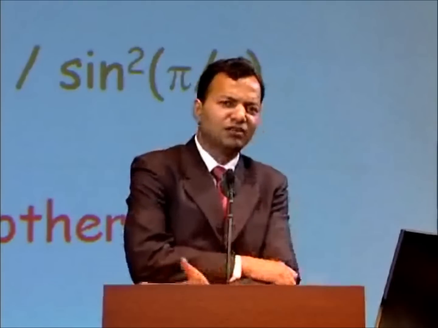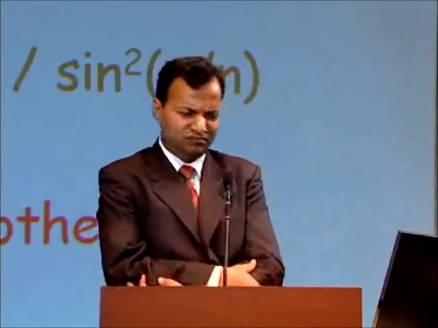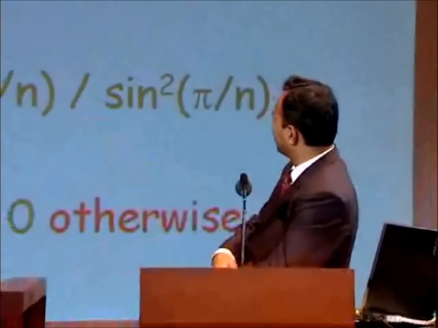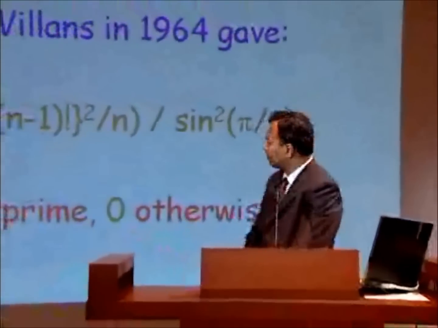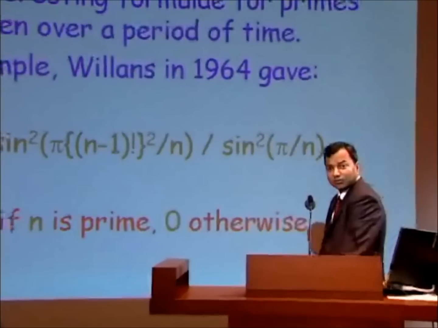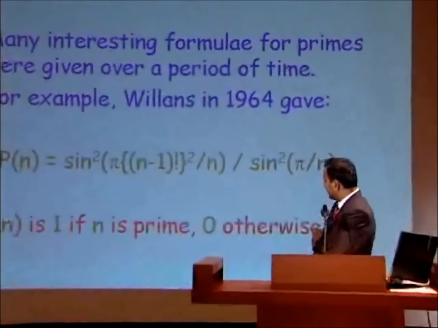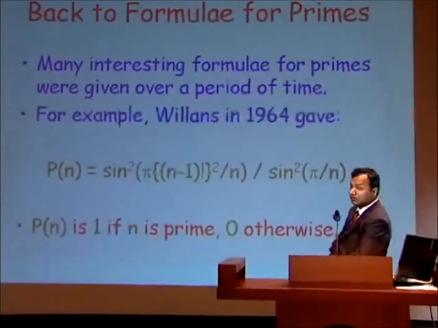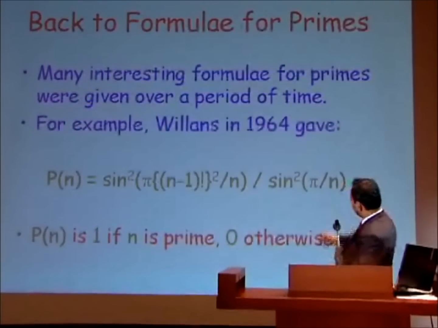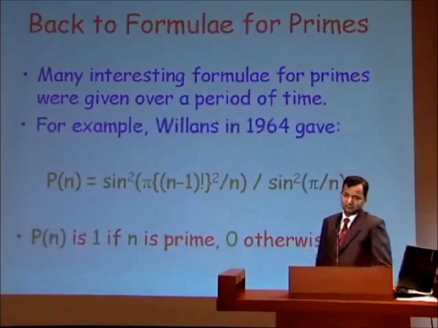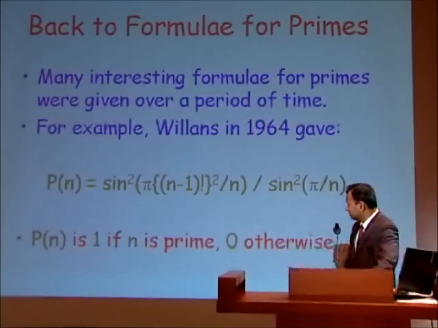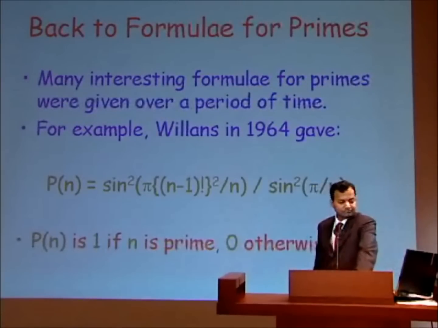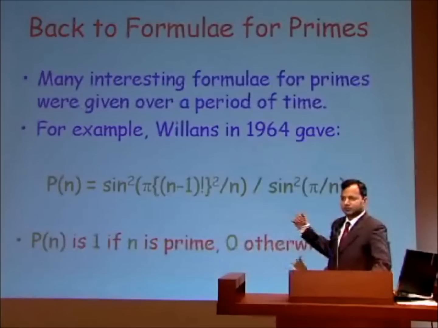The drawback in these formulae was that they did not tell us anything new. Let's just take one example. Here is a formula given by Willans in 1964. P of n, that's a formula for prime n, equals sine square of pi times (n minus 1 factorial) whole square divided by n, whole divided by sine square of pi over n. Now it's easy to show that P of n is 1 if n is prime, and 0 otherwise. So it's a perfect formula for primes.